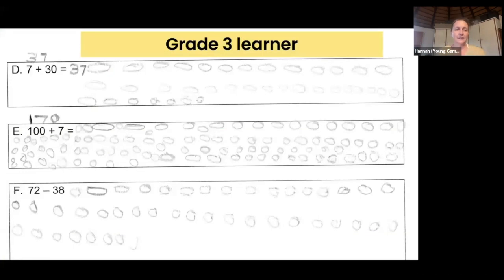This is a grade 3 learner. Again, a lot of counting happening and no composition. 7 plus 30, they're getting the answer of 37, but you'll see what happens with 107. And we're not sure if they were drawing the dots to appease the teacher, because she said when you're not sure, you should draw dots. It could be. But there also seems to be a lack of engaging with actual understanding of the values of the numbers.